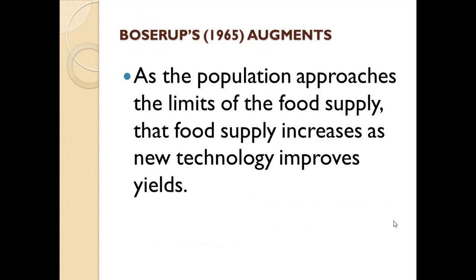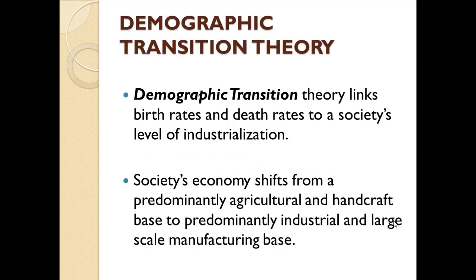Okay, so away from Boserup and Malthus's theories, we have the demographic transition theory. The demographic transition theory links birth rates and death rates to a society's level of industrialization, and therefore illustrates a shift from a predominantly agricultural to a predominantly industrial and large-scale manufacturing base. So remember, for instance, what we've talked about during the session on work and life, economic work and economic life, where we talked about the different economies from primary to secondary to tertiary and postmodern.